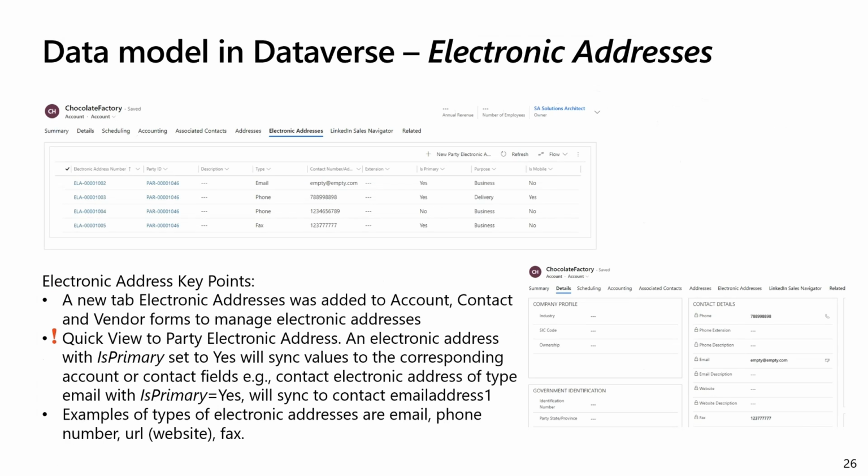For managing electronic addresses, a new tab has been added on the account, contact, and vendor form. This tab supports multiple electronic addresses by using a grid that is embedded in a quick view that points to the party electronic address entity. Electronic addresses can be of different types, such as email, phone, fax, website, and more. The flag is primary is used to sync the values to the respective account or contact fields. So for example, if we add for a contact an electronic address of type email with flag is primary set to yes, then that value will be synced to the contact email address 1. We can add as many electronic addresses as needed by using the button New Party Electronic Address that's available above the grid.